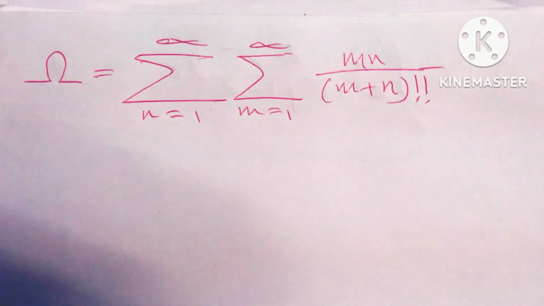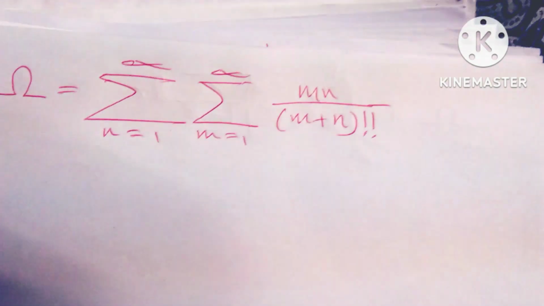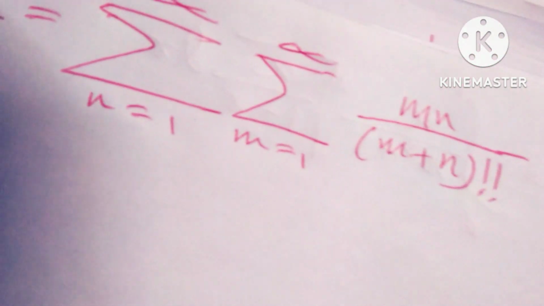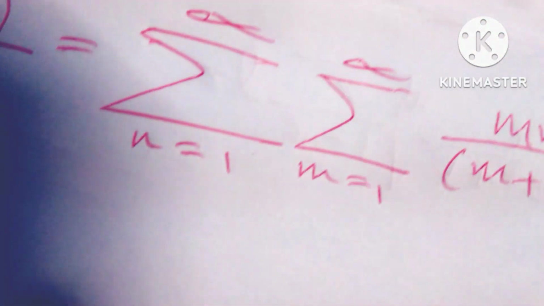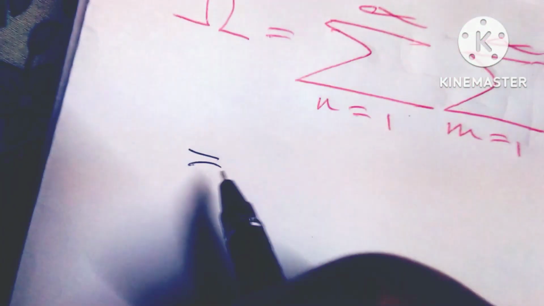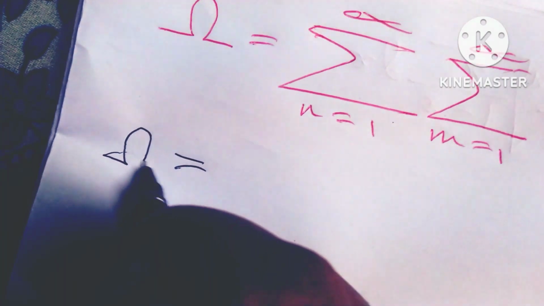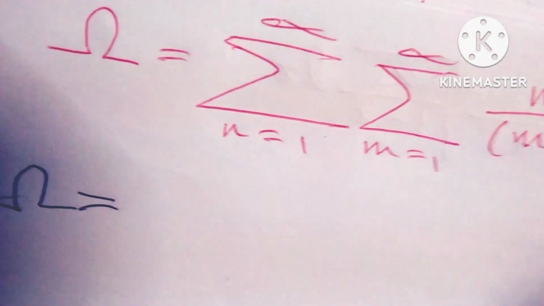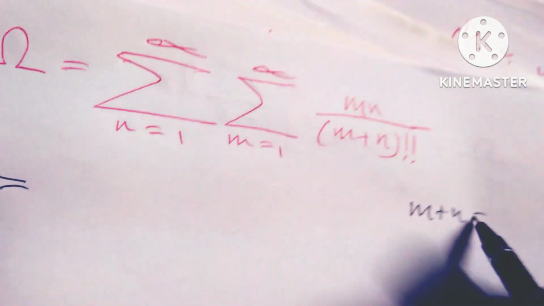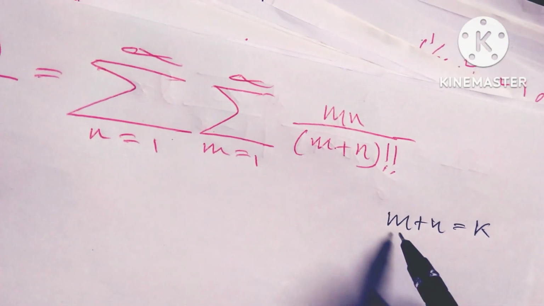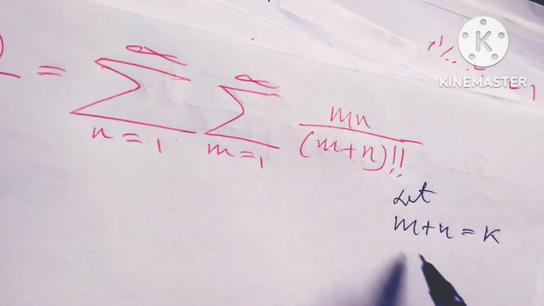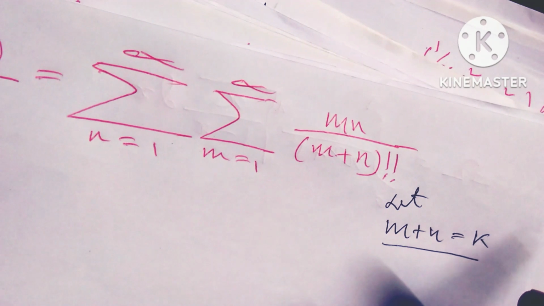Today's discussion is the double series, n equals 1 to infinity, m equals 1 to infinity, mn divided by (m plus n) double factorial. So friends, let's start to solve. Let m plus n equals k.